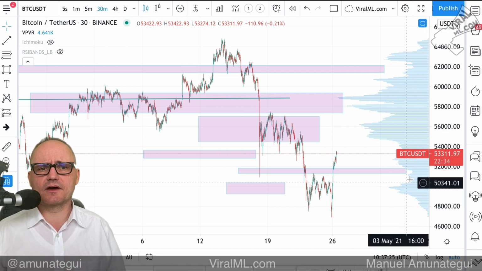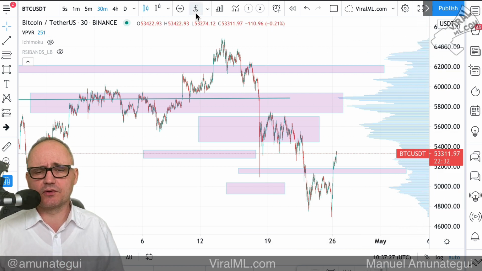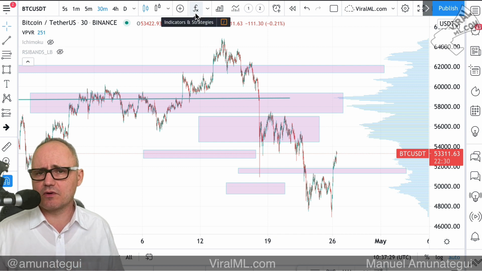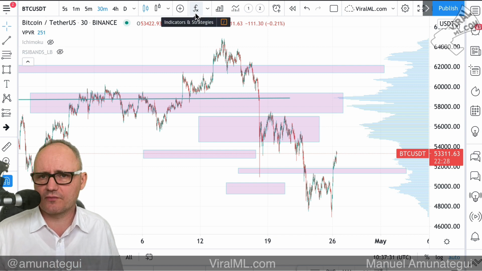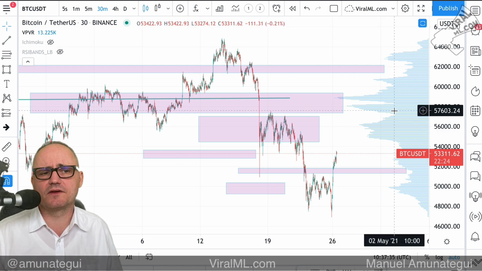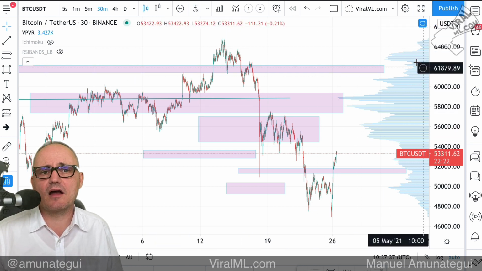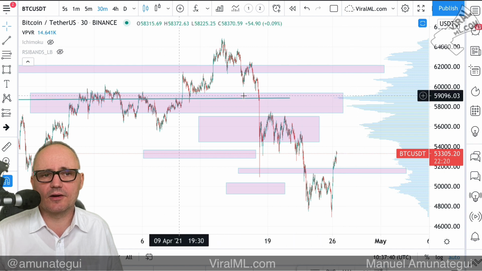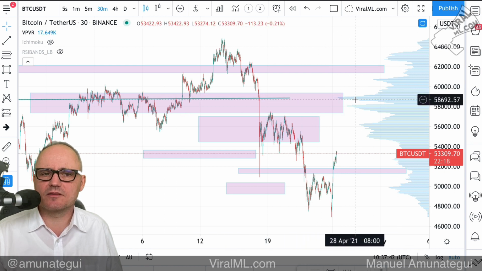If you have it, use it. If you don't have a paid account, use the free ones I showed. There's a bunch of them. Look for volume profile, look for VPVR, look for market profile. You'll find a bunch of different alternatives, and play around with it. Understand why these areas are important.